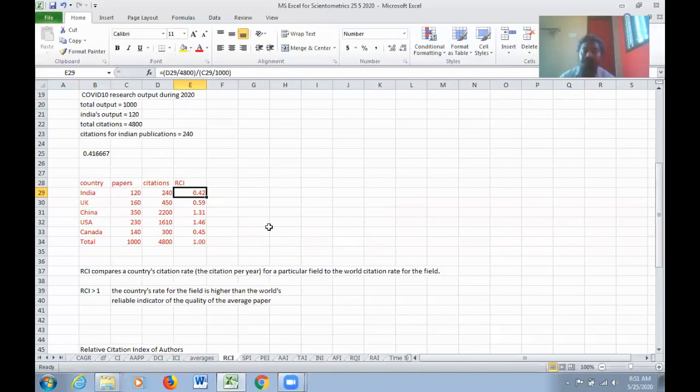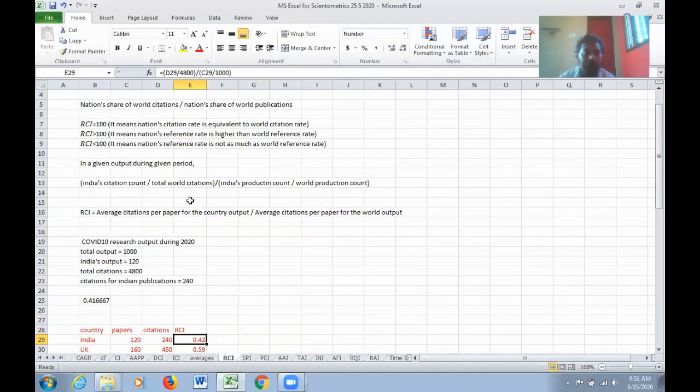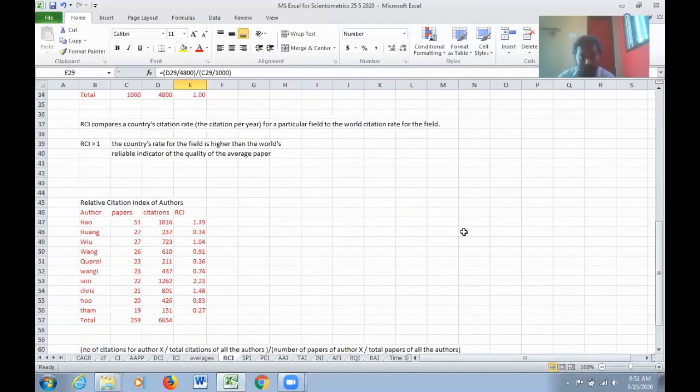It means that if our RCI is equal to 1, we are at par with the world average. If it is less than 1, it means that the number of citations India receives for her papers, the average citation, is not at par with the world average citation. Fine. And this way, you can calculate a relative citation index of authors also.